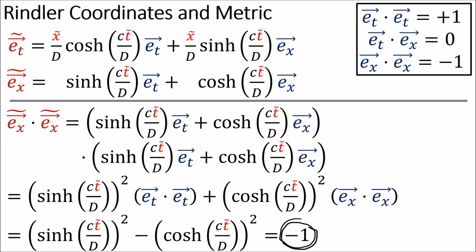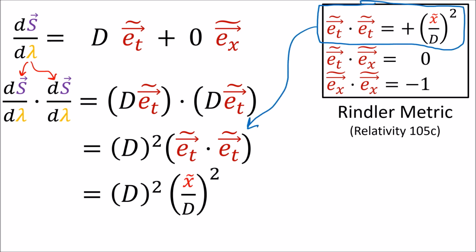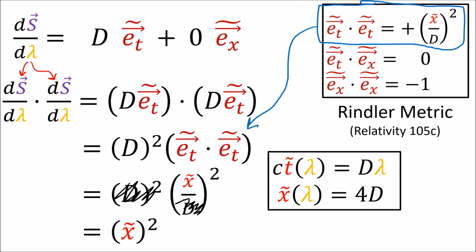It's not hard to show that e_t tilde dot e_x tilde is 0 and e_x tilde dot e_x tilde is negative 1. Now that we have the Rindler metric, which lets us calculate the lengths of vectors in the Rindler basis, let's go back to calculating the length of ds by d lambda in Rindler coordinates. This dot product of basis vectors is x tilde over d squared. These d squareds cancel and we just get x tilde squared. But remember, on our world line in this example, x tilde is just equal to the constant value of 4d. So the dot product of the tangent vector with itself is 4d all squared, which is exactly what we got last time in the standard inertial coordinates.